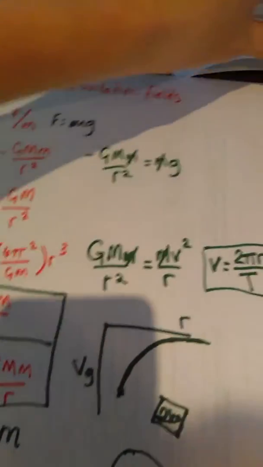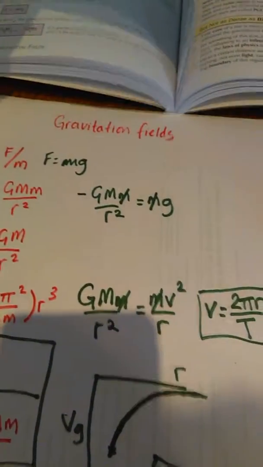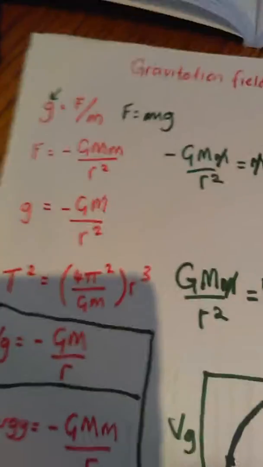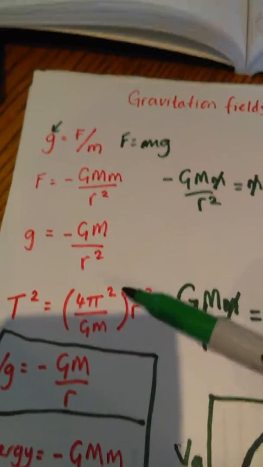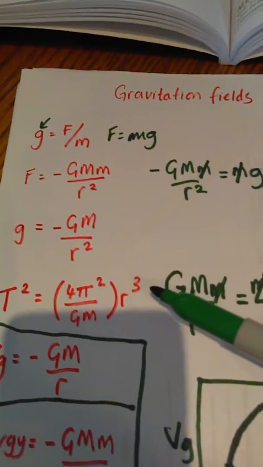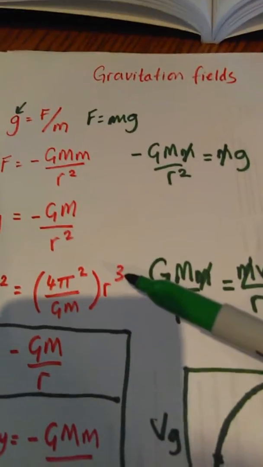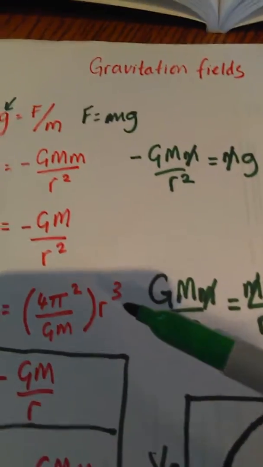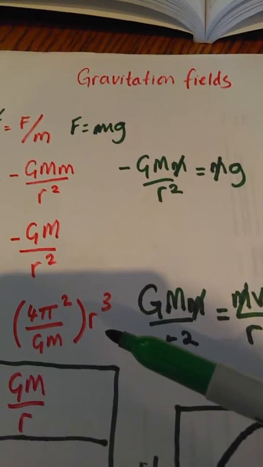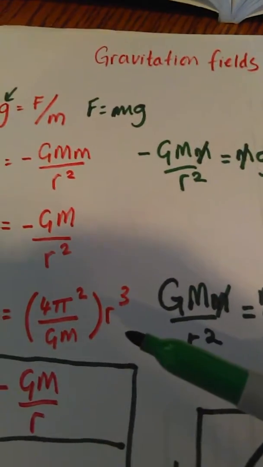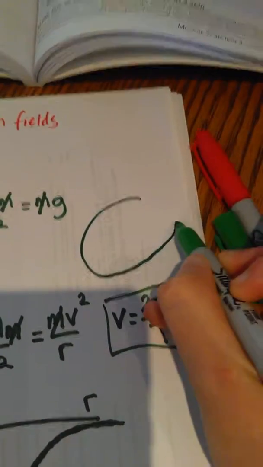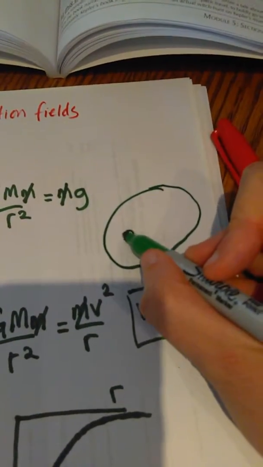Other things to make sure that you are aware of when you're doing gravitational fields: you need to know about Kepler's three laws. I've already said that T squared is proportional to r cubed is Kepler's third law. His first law is each planet moves in an ellipse around the sun with the sun at one focus. And the second law is a line joining the sun to a planet will sweep out equal areas in equal times.